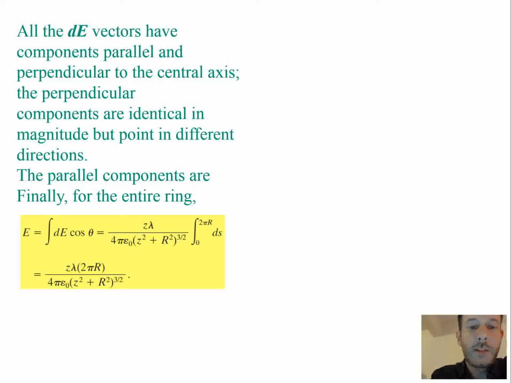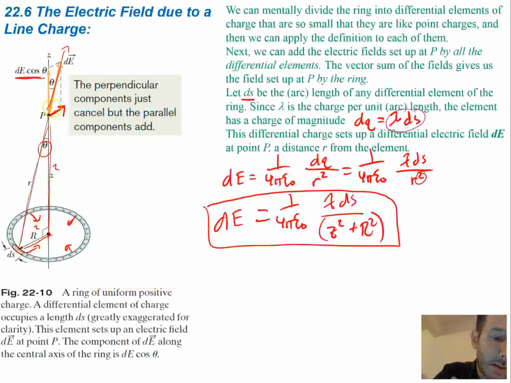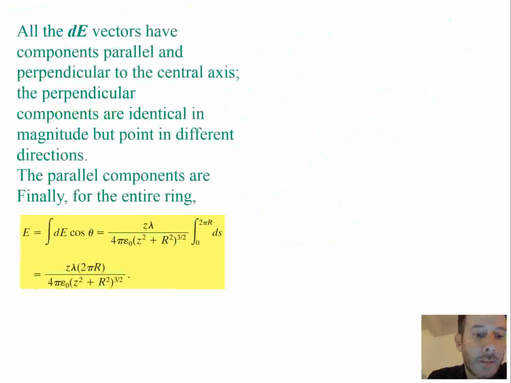All of the dE vectors have components parallel and perpendicular to the central axis. So if this z is our central axis, you have parallel components which are going to be going up like this, and then you have these perpendicular components that are going in as such, like I mentioned before. The perpendicular components are identical in magnitude but point in different directions. So like I said, those are all going to cancel out. The only components you really need to worry about are the parallel components. Let's just call that the x direction.